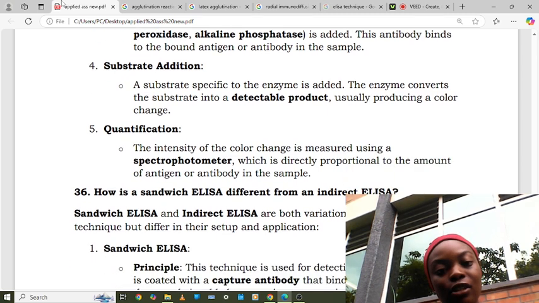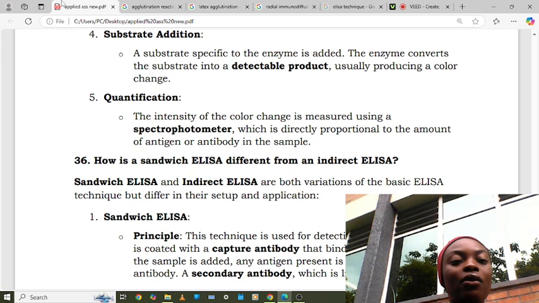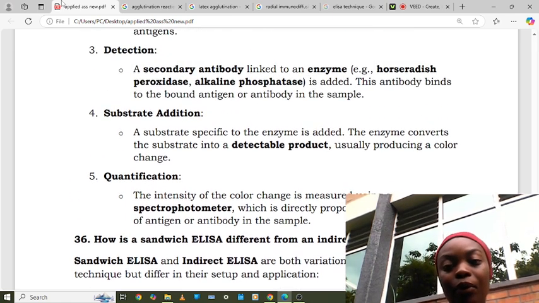Substrate addition. A substrate specific to the enzyme is added. The enzyme converts the substrate into a detectable product, usually producing a color change. And quantification. The intensity of color change is measured using a spectrophotometer, which is directly proportional to the amount of antigen or antibody in the sample.